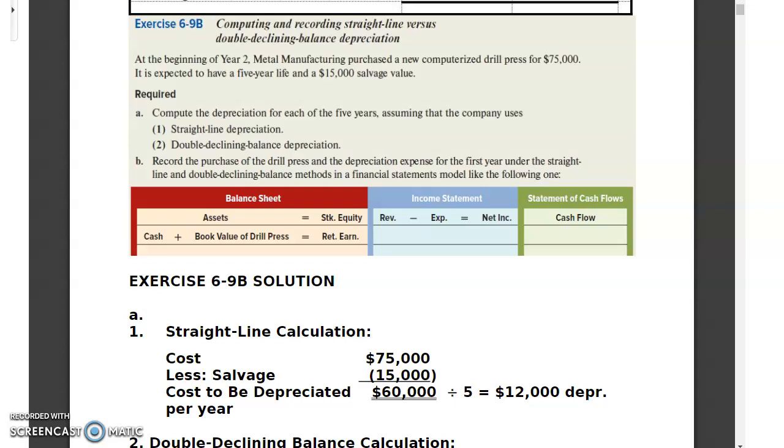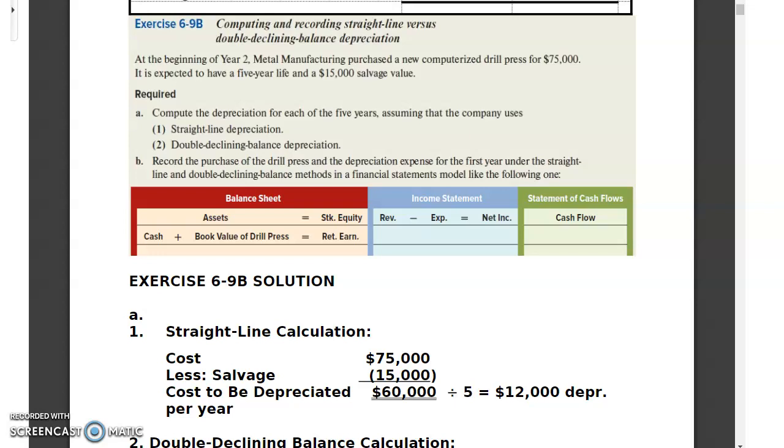When we calculate depreciation based on straight line, we take the original cost of the item and we deduct the salvage value before we calculate the depreciation for each year. So as you see below here under A1, straight line cost $75,000, salvage value $15,000. Cost to be depreciated is $60,000. 5-year life means we take $12,000 depreciation expense each year for 5 years. Okay, straight line is pretty easy.